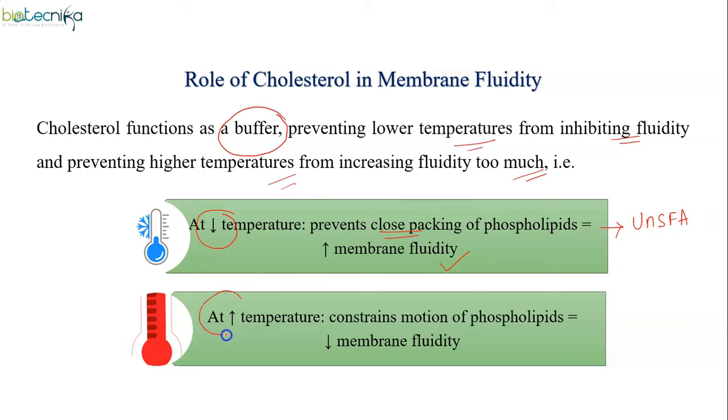Similarly, at high temperature, there will be constraint in the movement of phospholipids, and we can see the membrane fluidity decreases. So in this case, what can we say? Saturated fatty acids are more. So this is how the cholesterol with temperature is regulating the membrane fluidity.